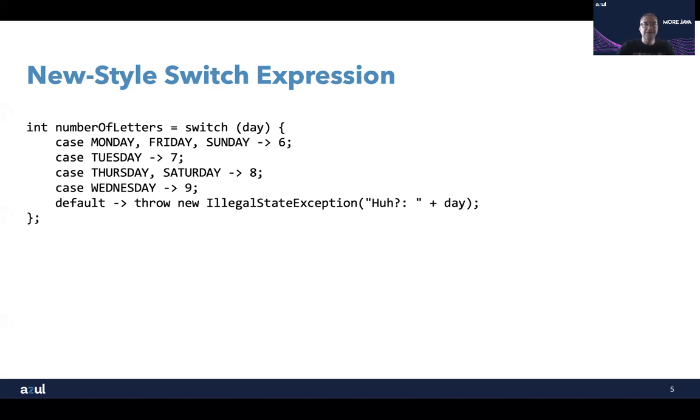And then what we've done is we've borrowed some of the syntax from lambda expressions. So we use the arrow operator. On the right-hand side of the arrow operator is what we're going to return from the switch expression: for Monday, Friday, Sunday it's 6, Tuesday 7, and so on. And if we need to, in the default case, we can throw a new exception and deal with that particular situation.